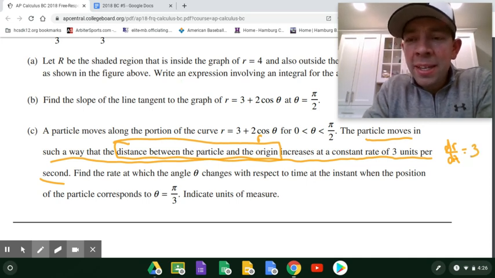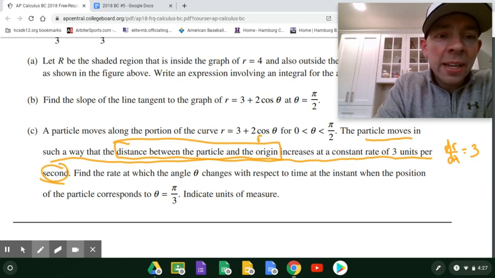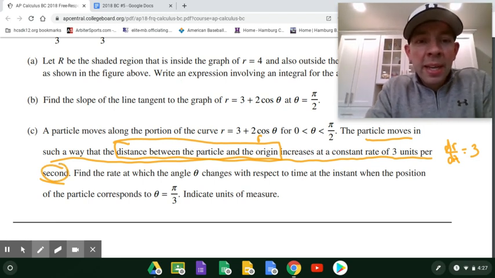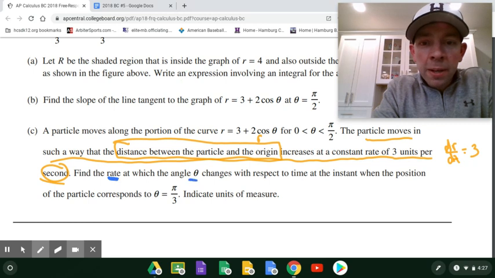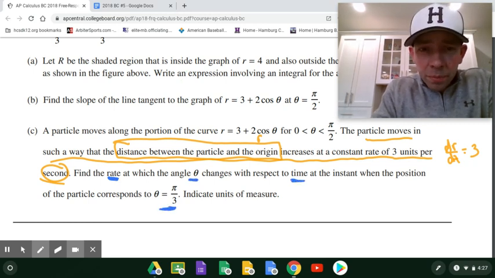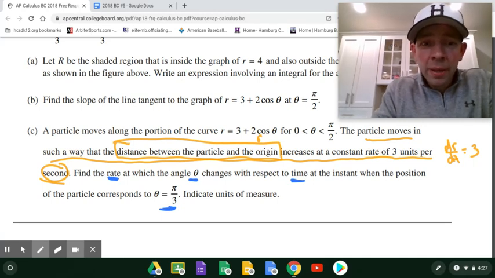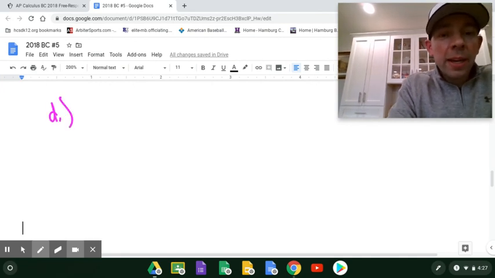Now, why did I say dr dt this time? Notice how it's 3 units per second. So I know that the derivative is with respect to time. Now, what they want me to do here is find the derivative of theta with respect to time when theta equals pi over 3. So this is actually going to be a lot easier than it may sound. All right, I know what you're thinking. You're thinking there's no way that this problem is going to be easier, but it really is.